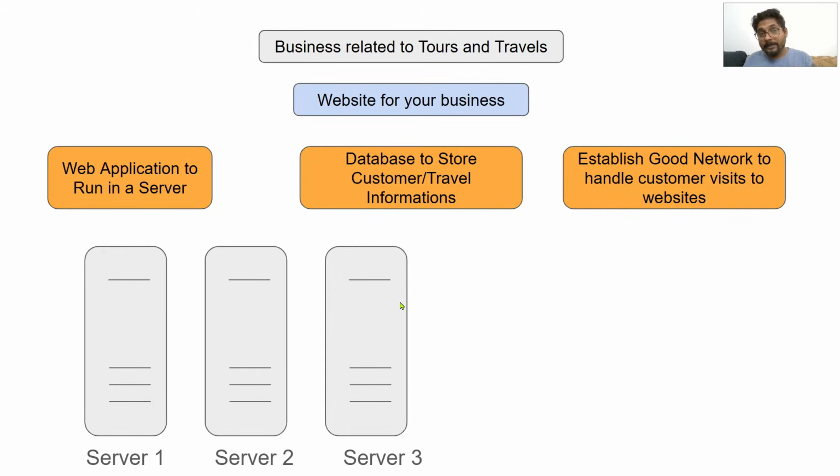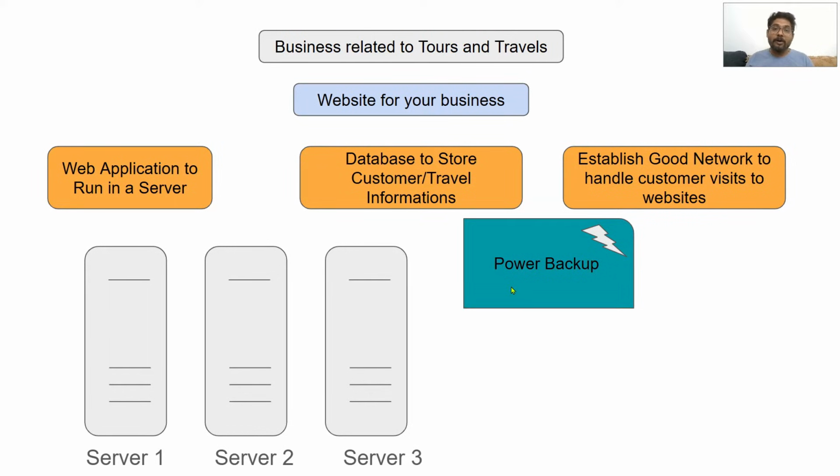Now that's not all about it. It's not just about 3 servers. Look at it. To maintain these 3 servers, you also need to have a power backup. Why? Let's say the power supply is gone for some time. Now the website will be down if your servers are not running. You need to have a continuous power backup. If something goes wrong, there is a backup always provided to the server. So the servers are running and your website is up and running. So you need a power backup.